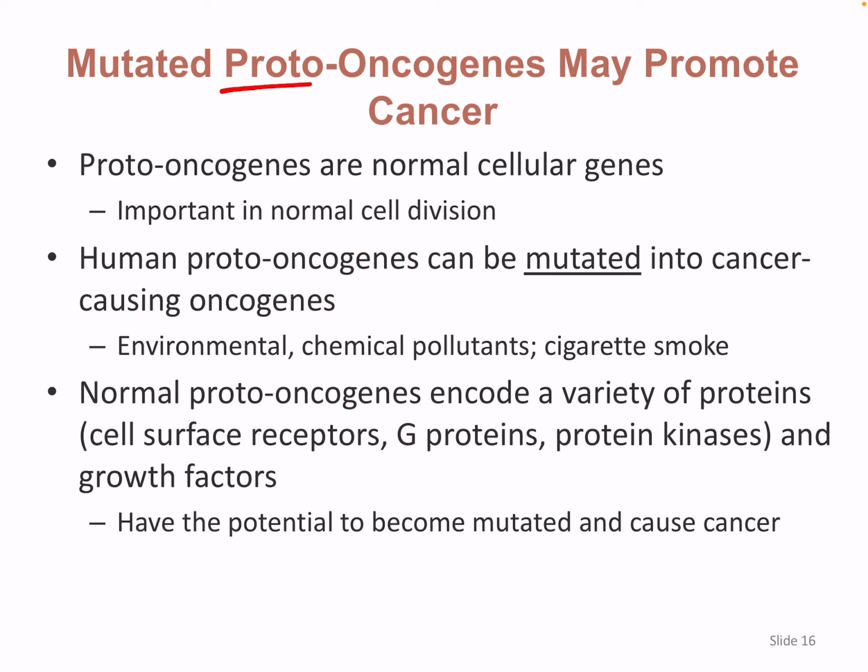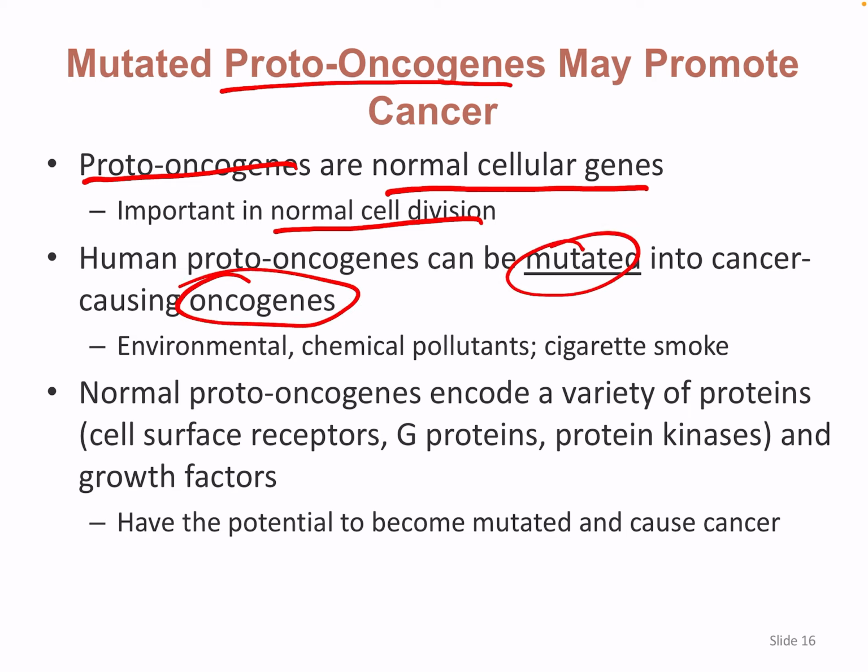Examples of this are proto-oncogenes and oncogenes. Mutated proto-oncogenes may promote cancer. Proto-oncogenes are normal cellular genes. They're important in normal cell division. Human proto-oncogenes can be mutated into cancer-causing oncogenes. This can be due to environmental chemical pollutants and cigarette smoke, such as exposure to asbestos, molds, various chemicals, and cigarette smoke, which is well known to cause lung cancer. Normal proto-oncogenes encode a variety of proteins such as cell surface receptors, G proteins, protein kinases, and growth factors. These proto-oncogenes have the potential to become mutated and cause cancer.